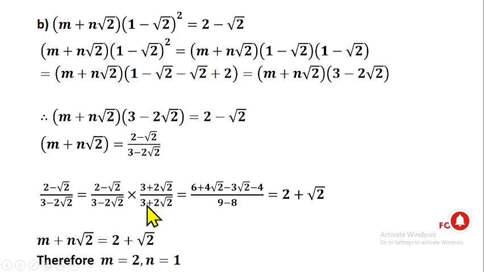So that means I have 3 squared, that would be 9. Then I have (2√2) squared, that should give us 8, because 2 times 2 will give us 4, and √2 times √2 will give us 2, and 4 times 2 will give us 8. So minus 8. Then let's multiply the numerator here.